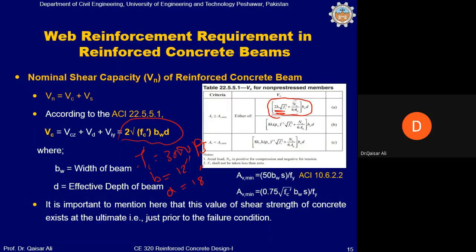Since in the case of beams, normally this Nu is 0, this term will become 0, and you will be left with 2 lambda sqrt(fc') bw d, and lambda for normal concrete is 1, so you will get this equation, 2 sqrt(fc') bw d. The other equation we will not discuss at this moment. If you want to learn, you can go to the relevant sections of the ACI code 22.5.5.1. We will be using this equation 2 sqrt(fc') bw d, which is good enough for shear design of reinforced concrete beam.